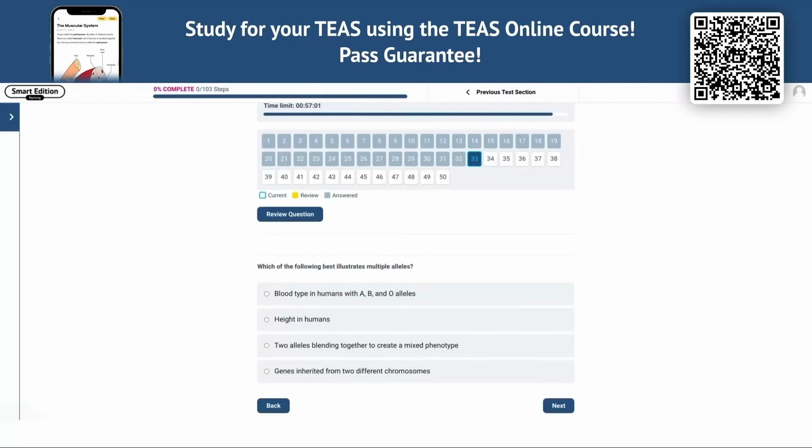So B, height in humans. Height can be influenced by many genes working together rather than one gene with multiple alleles. This is an example of what's called a polygenic trait, which means many genes affect one trait, not a case of multiple alleles like this question is asking.